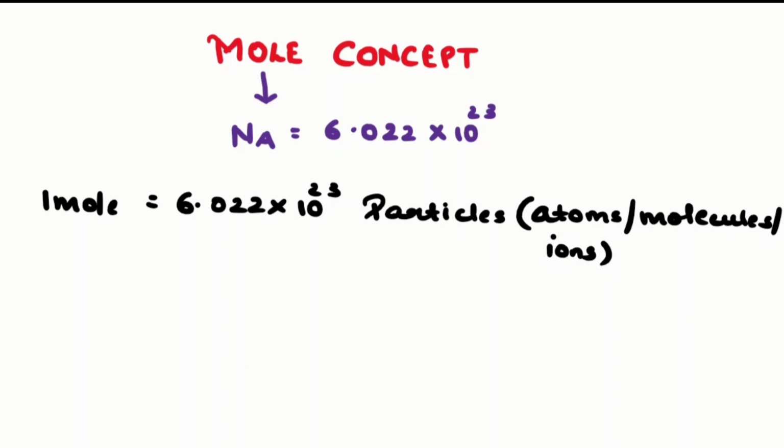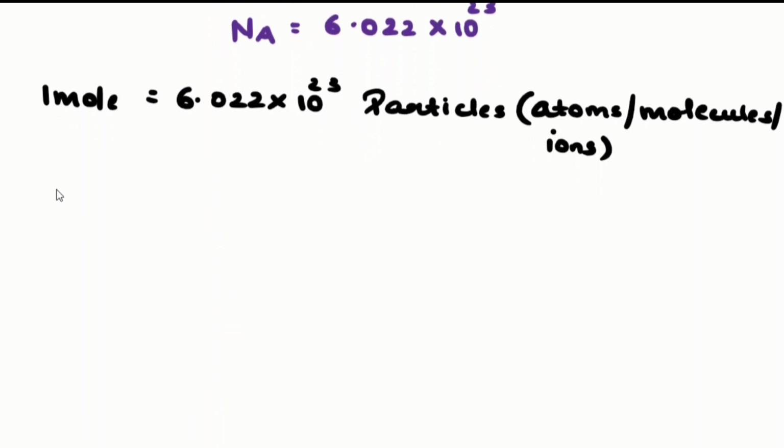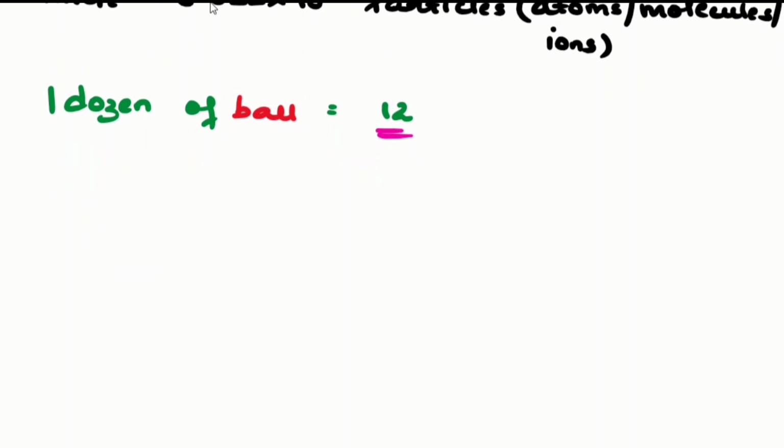Let us take one example. Now all of you know children that if I take 1 dozen of eggs, the number is 12. That means the total number of eggs present in 1 dozen is equal to 12. If I replace these eggs with apples, then again 1 dozen of apples will be 12. Same way, if I replace the apples with balls, again the number will be 12. So in short, as we know that 12 items are present in 1 dozen, same way in 1 mole, 6.022 into 10 to the power 23 particles will be present. And the particles can be either atoms, molecules or ions. Clear? Now let us proceed ahead.